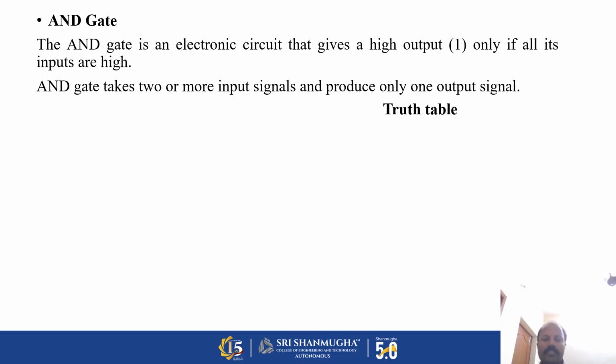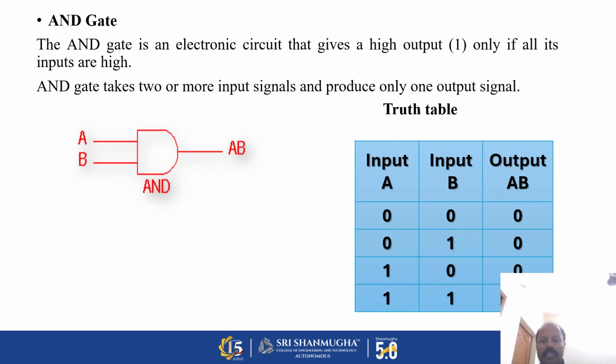AND gate is an electronic circuit that gives a high output only if all its inputs are high. AND gate takes two or more inputs and produces only one output signal. This is the symbolic diagram of AND gate, where you are giving the two inputs A and B and you are getting the output as the multiplication of the two, that is AB. This is the truth table. We see that when both inputs are 1, we get the output as 1, and for the remaining cases the output will be 0.